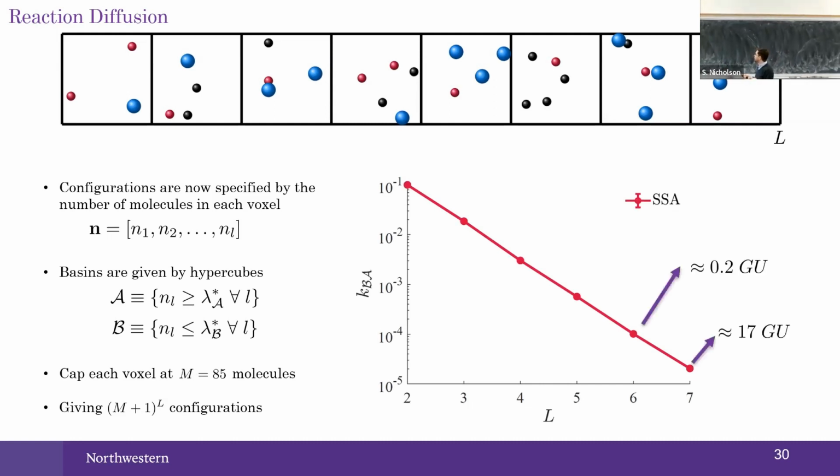So how big are these systems? Well, if we're at L equal to 6, this is only like 0.2 GU, as we call it. But as we go to 17, one step up, we're already at like 34 trillion configurations in our system that we may sample, or 17 GU. So you can ask, is there a cost for trying to sample these large systems directly?